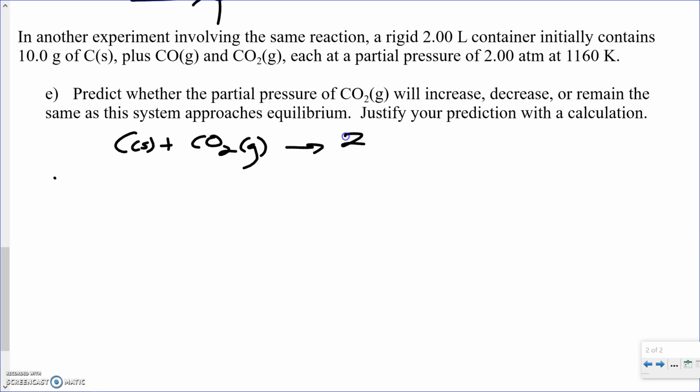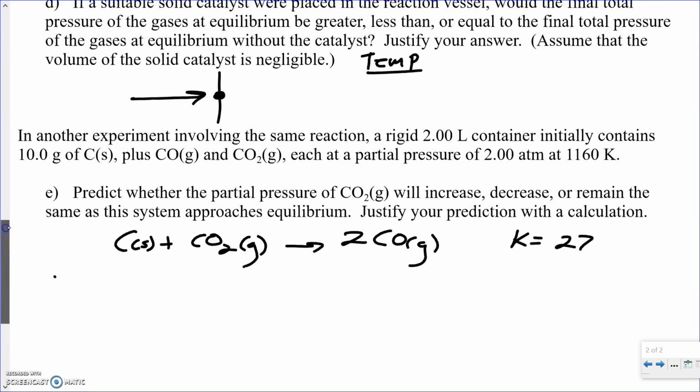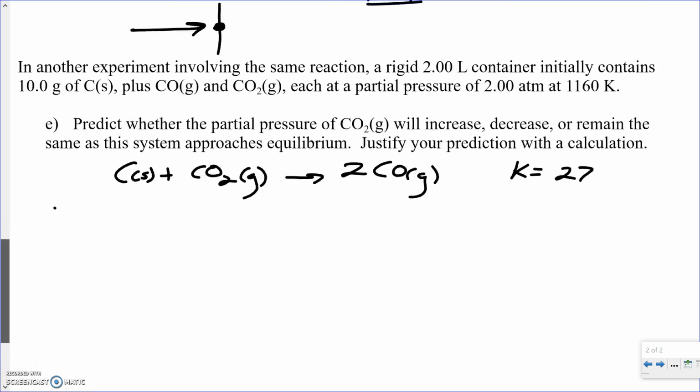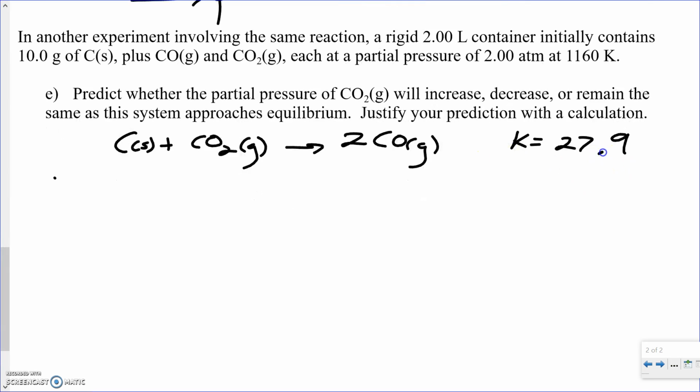So we have our reaction. Hasn't changed. We've got our same temperature, which means our K value is 27.9. That hasn't changed because we're at the same temperature. We're told we have the solid, but we don't care about the solid. Don't let that fool you. Okay, we're told that carbon dioxide and carbon monoxide are both at partial pressures of 2.00.